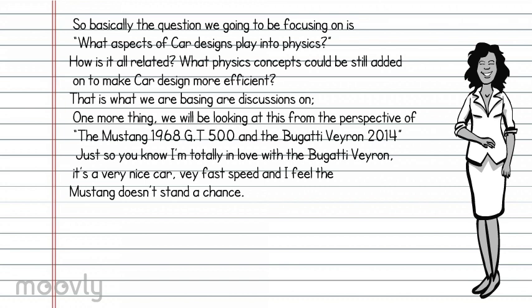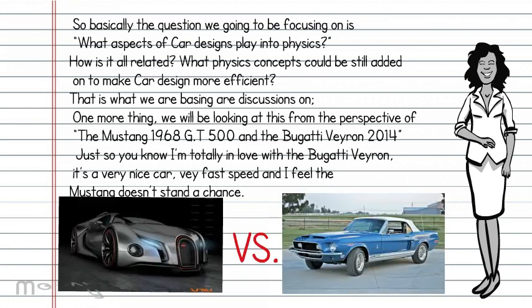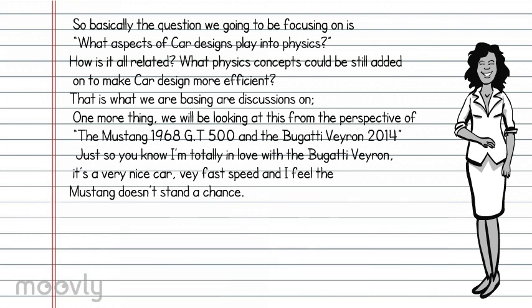One more thing. We will be looking at this from the perspective of the Mustang 1968 GT500 and the Bugatti Veyron 2014. Just so you know, I'm totally in love with the Bugatti Veyron. It's a very nice car, very fast, and I feel the Mustang just doesn't stand a chance.